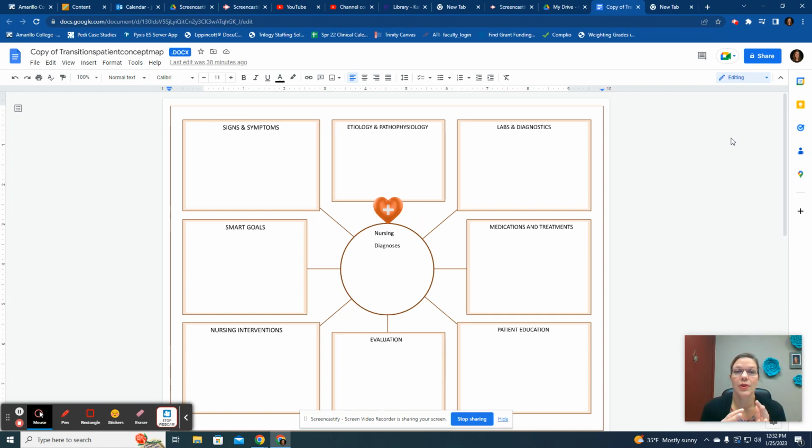Of the diagnoses available, there are some that overlap with all 3, obviously, because we've got respiratory issues for all 3 medical diagnoses. The one that I want you to do this concept map for is the nursing diagnosis of impaired gas exchange, okay?